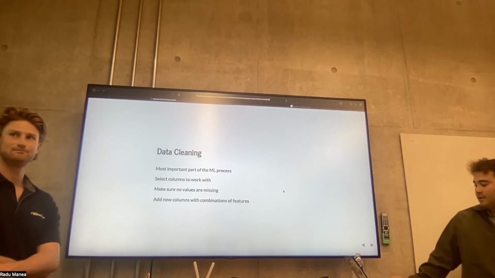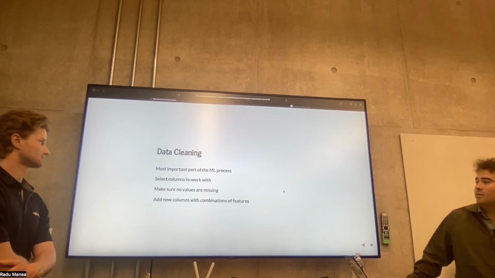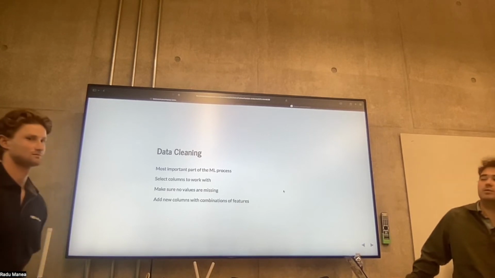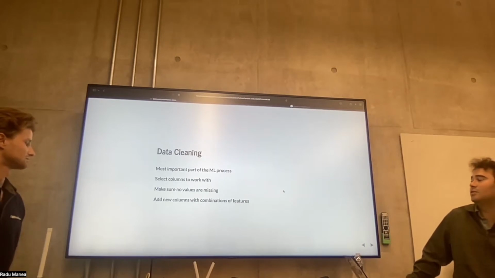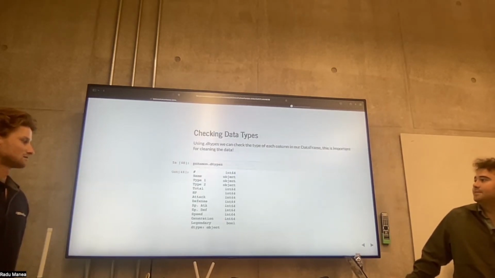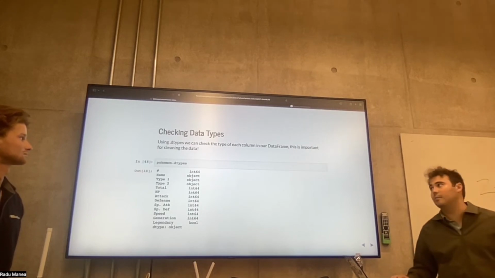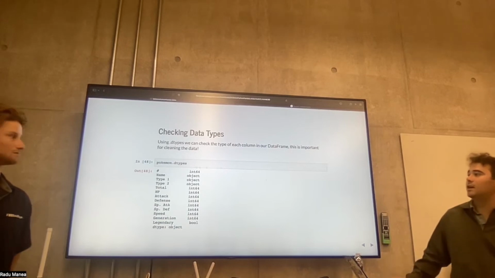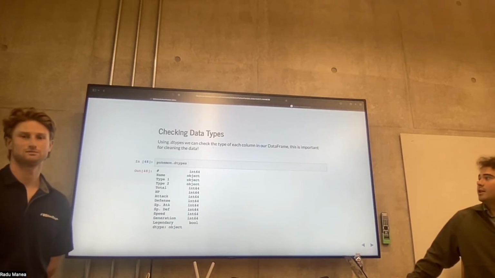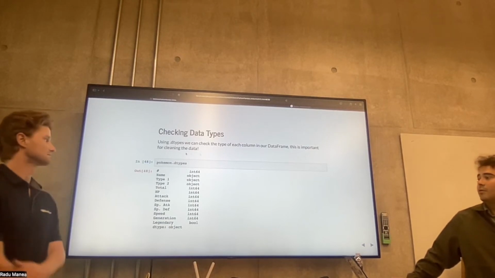Make sure that there's no missing values. And we can also add new columns with combinations of features. So when we're doing feature engineering and machine learning, this is also a very big part of the actual cleaning of the data. So first thing we're gonna do is just check data types. Pandas has this feature, dtypes. The reason that we do this is to make sure that each column of our data frame has the correct type for what we're doing there.